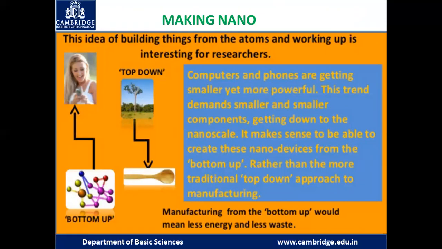Making nanomaterials. To make nanomaterials, there are two approaches. One is called the top-down approach and the other is called the bottom-up approach. Nowadays, computers and phones are getting smaller and more powerful. To make these smaller and more powerful electronic devices, it demands smaller and smaller components. So we can make these smaller components either by the top-down or by the bottom-up approach.